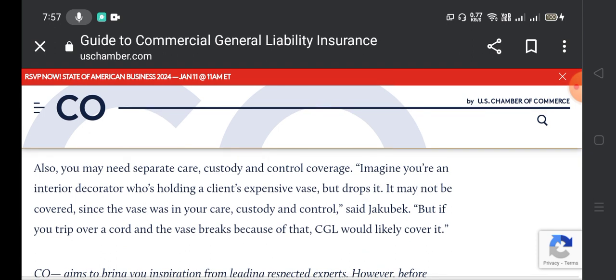So also you need some separate care, custody and control coverage. Imagine you are an interior decorator who is holding a client's expensive vase but drops it. It may not be covered since the vase was in your care, custody and control. Sad joke aside, but if you trip over a couch and the vase breaks because of that, the CGL would likely cover it.